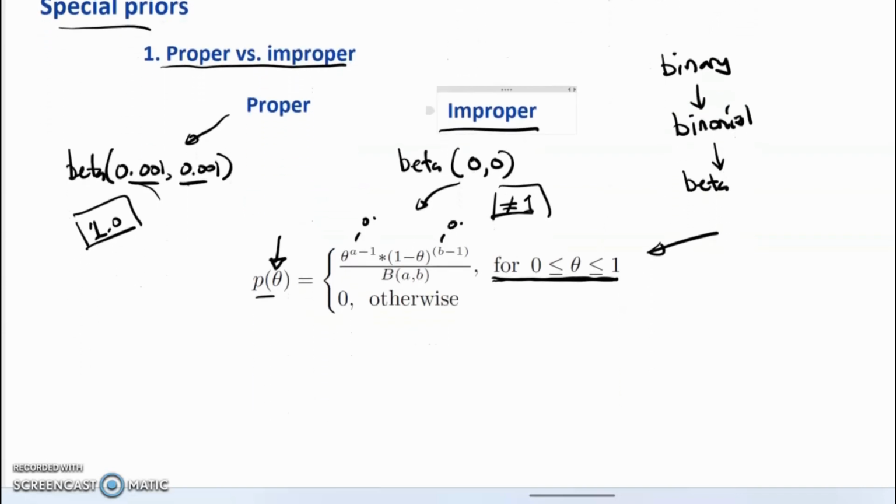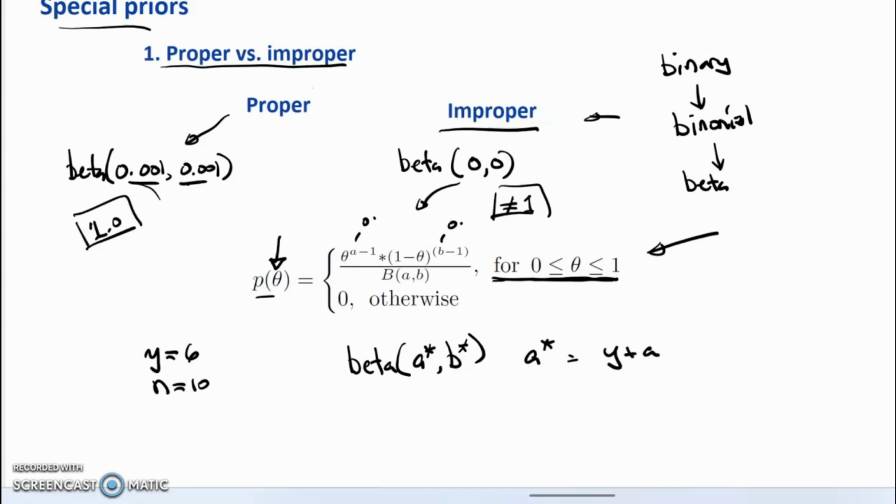Notwithstanding its impropriety, it is possible to use these improper priors. I'll go over an example. Let's say we had data consisting of y is equal to 6 successes in n is equal to 10 trials. So recall what the formula is going to be for the posterior. It's going to be a beta a star b star, where a star is going to be equal to y plus a, and b star is going to be equal to n minus y plus b. So we've got our n and y values and our a and b values.